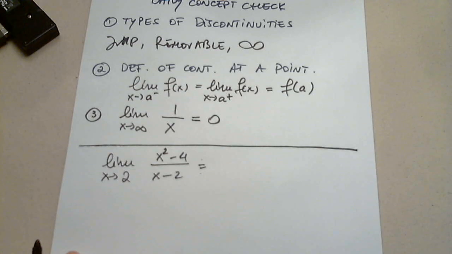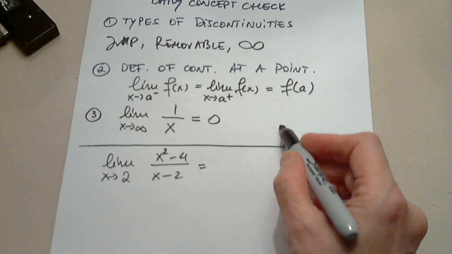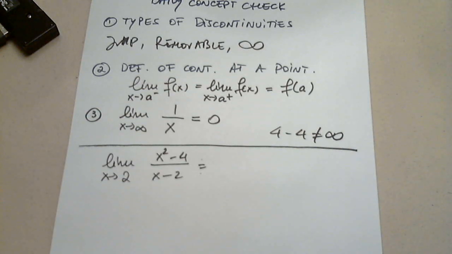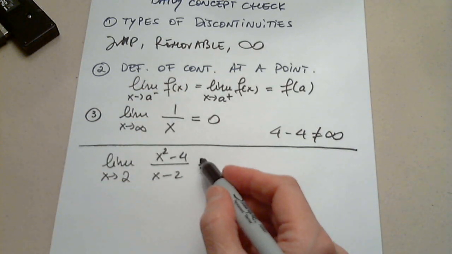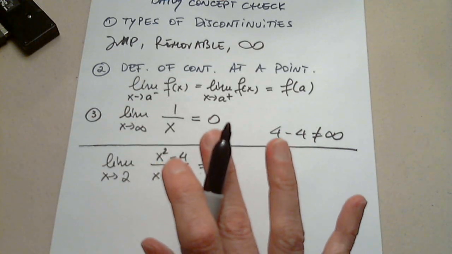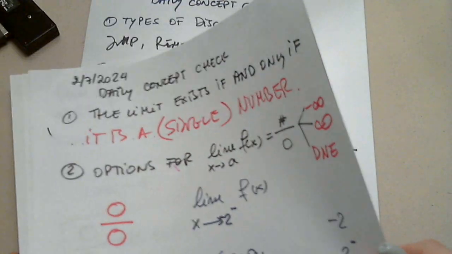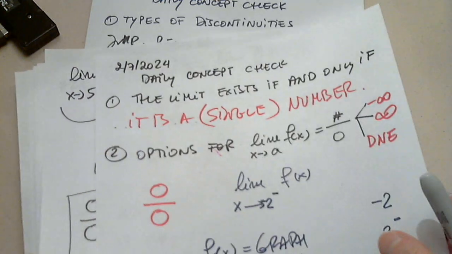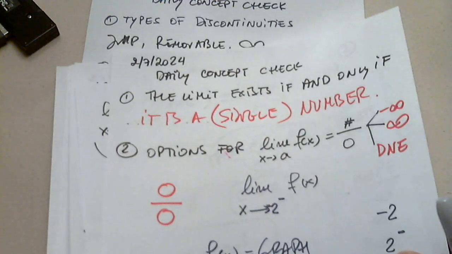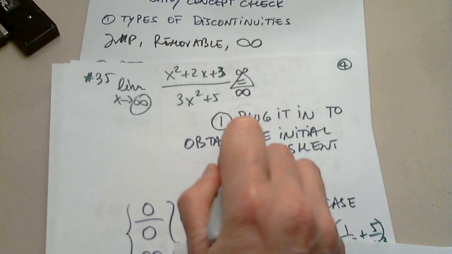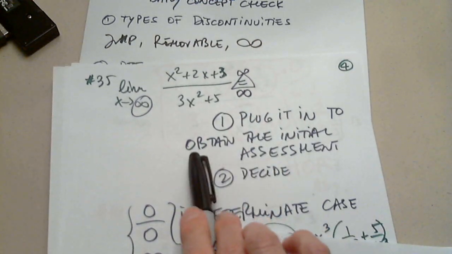Infinity over infinity? Well, 4 minus 4 cannot be infinity. Okay, so you're plugging in 2 for x, right? That's what we always did. That is our first step. We said we have to plug it in. From the very beginning, or maybe it's in the previous lesson, we have to plug it right here. Plug it in. This is step number 1. Before you do anything, you have to plug it in.